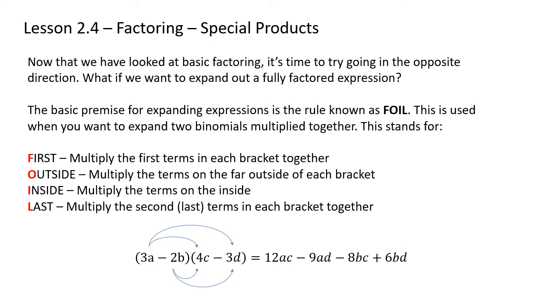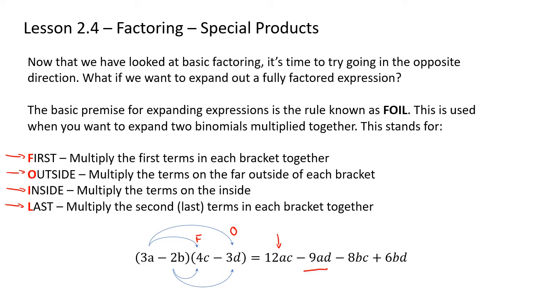FOIL is actually 4 words: first, outside, inside, and last. So we start by taking the first terms, I'll write the F here, in this case the 3a and the 4c, and multiplying them together. So 3a times 4c is 12ac. Then we multiply the outside terms together, in other words, the term at the very far left, 3a, and the very far right, negative 3d, that's the O in FOIL. So 3a multiplied by negative 3d is negative 9ad.